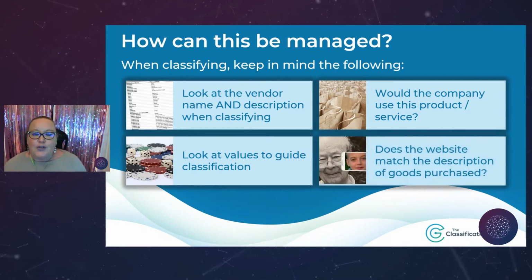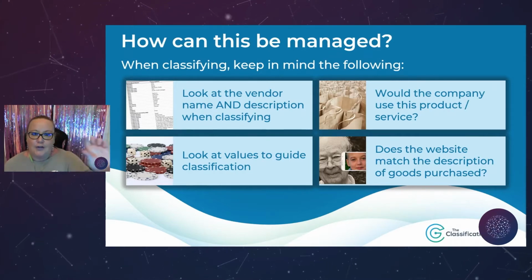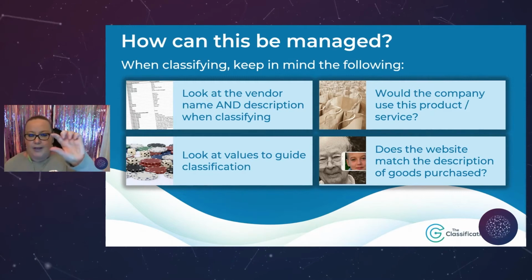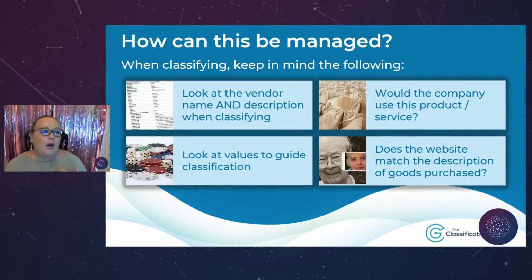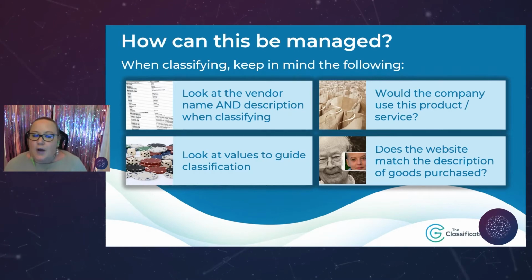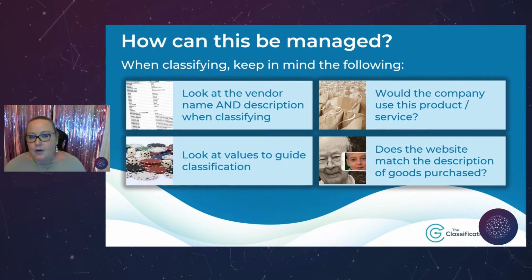And then, does the website, when you're Googling, match the description of the goods purchased? And if it doesn't, then that's probably not the company. So it's good to do the supplier name and what they sell in the search, just to make sure. And if you've got a country name as well, that's really helpful, because depending on which country you're Googling from, you're going to get your local results first.